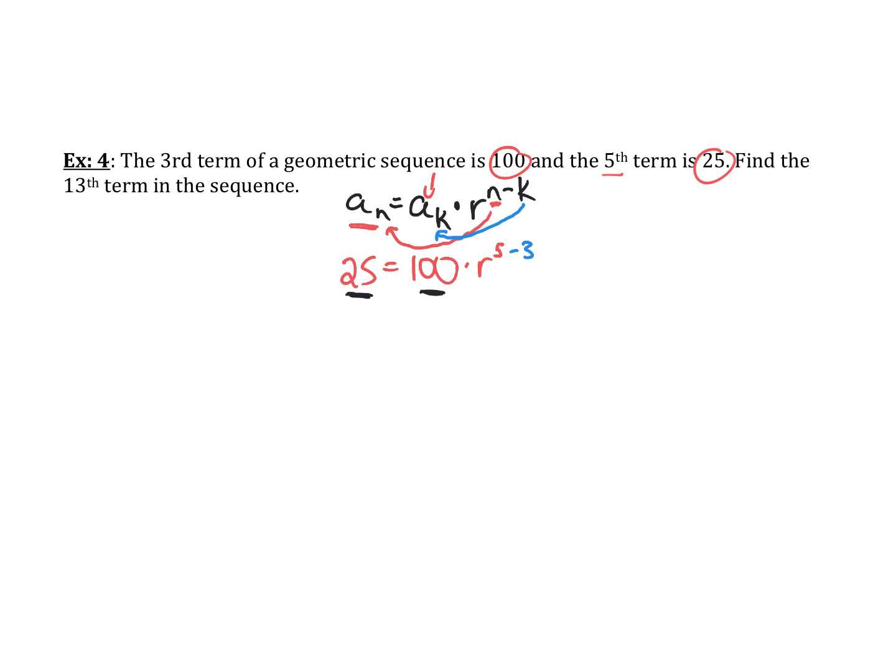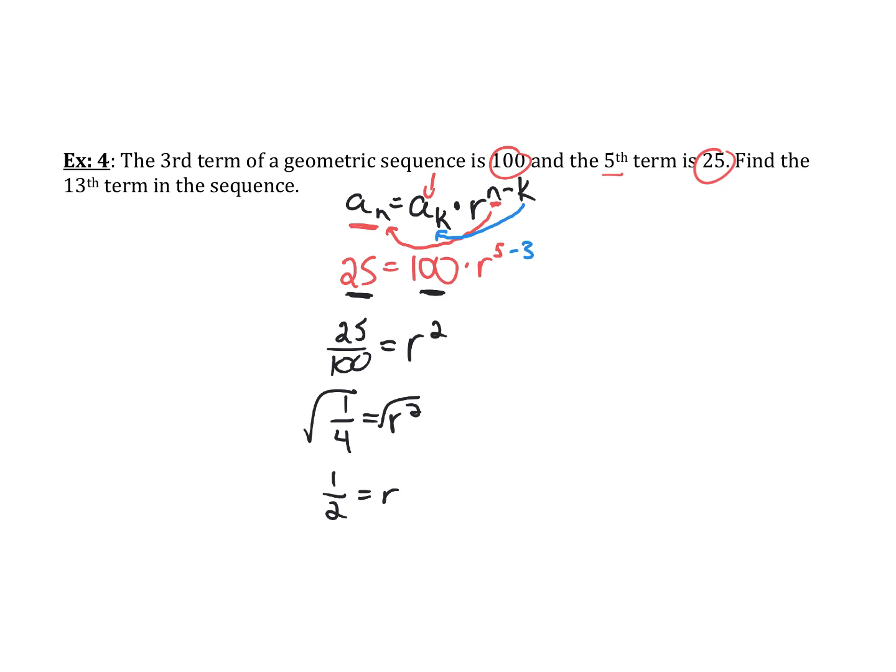If I do a little simplification and divide both sides by 100, I get 25 over 100 equals r to the 5 minus 3, or r squared. 25 over 100 is 1/4, equals r squared. And if you square root both sides, the square root of 1/4 is 1/2. You would just take the square root of the 1 and the square root of the 4. The square root of r squared is r. So my r value is 1/2.